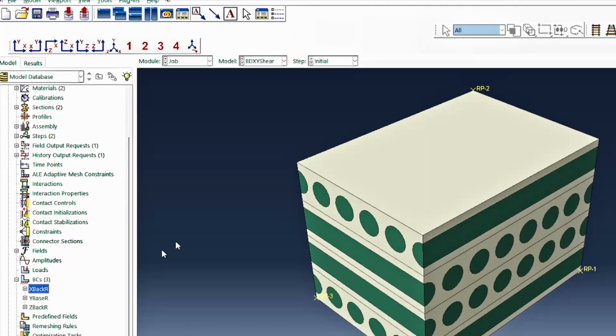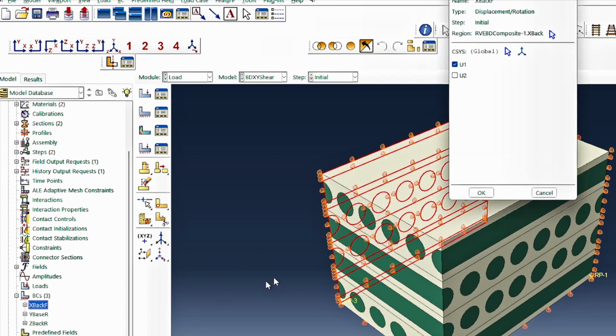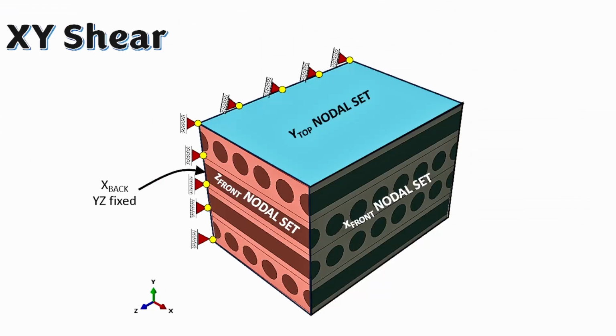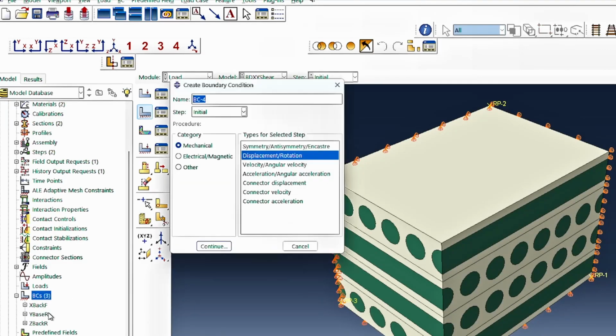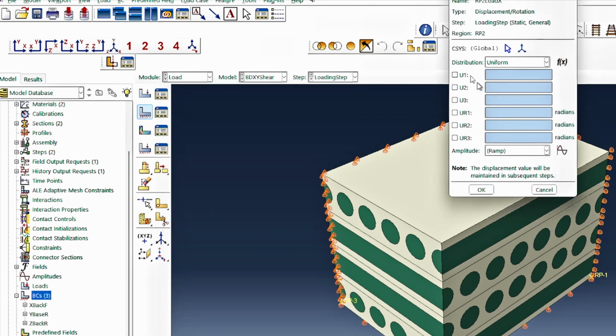So I'm going to rename that and call it F back fixed, and it's fixed in the YZ direction, so Y and Z are fixed, being free to move in the X direction. Then the next thing is we need to apply a load at that node. So we create the load. That would be the reference point 2 load in the X direction. So we are applying it in the X direction. And because the system is 100, we're looking at 10% strain on the system.